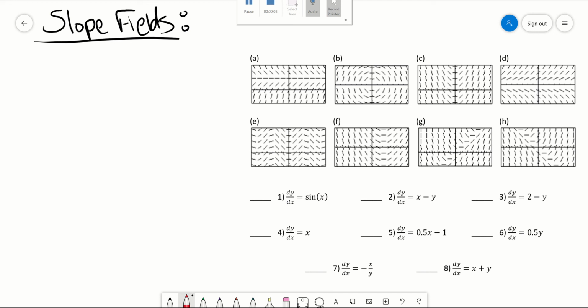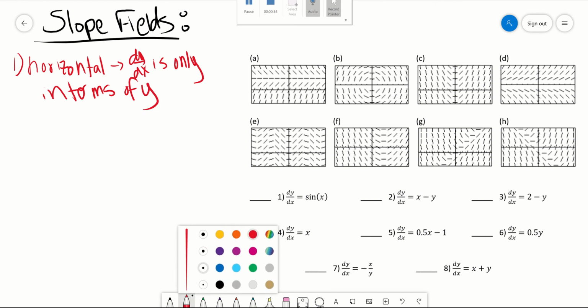I want to give you guys a couple pointers to help you out as far as matching slope fields and their differential equations are concerned. One thing I want you to look for, and these are really the first two things to look for, is if everything is the same on a horizontal line. If you think about what a horizontal line is, the equation of a horizontal line is always y equals something. So that means dy dx is only in terms of y.